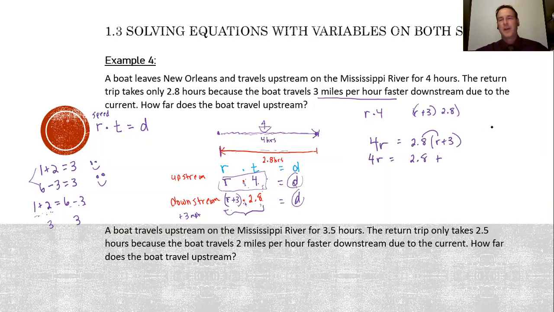Now, 2.8 times 3, if you're like, I don't know how to do that, no sweat. You can do it off to the side or put it in your calculator. 3 times 2 is 6, 8, so 8.4.